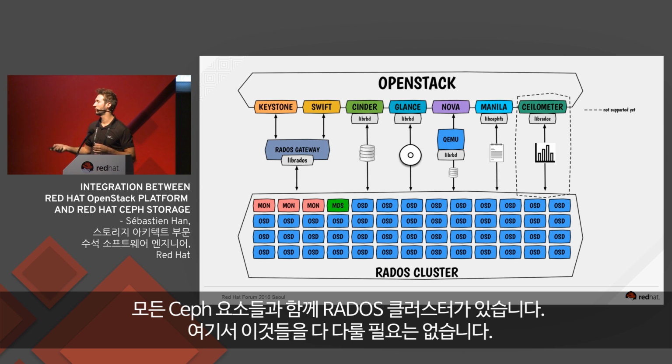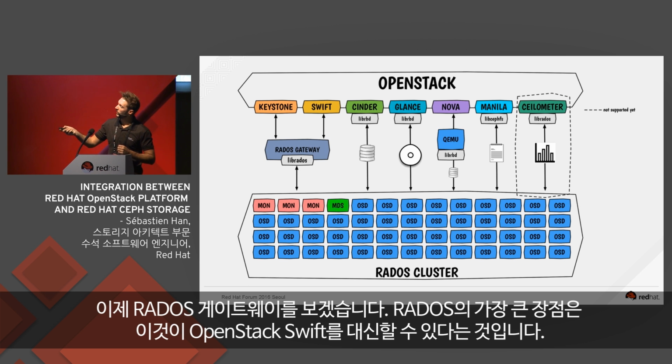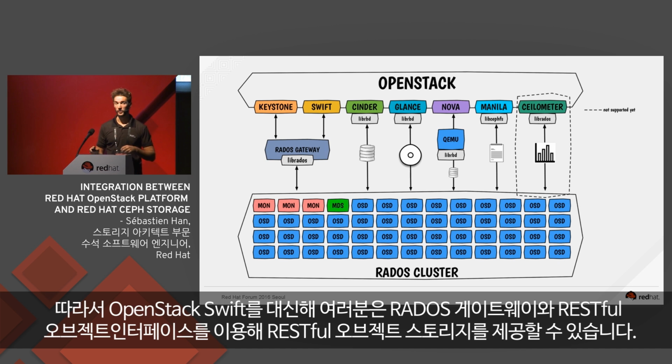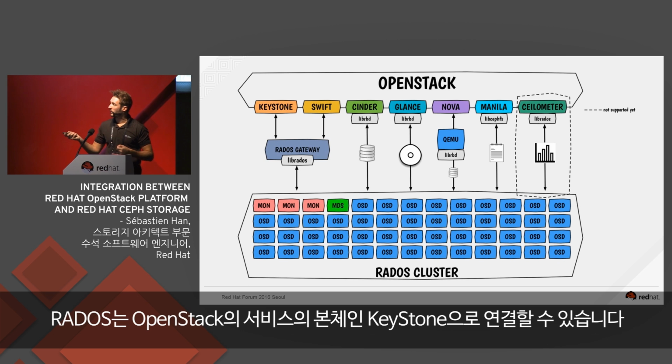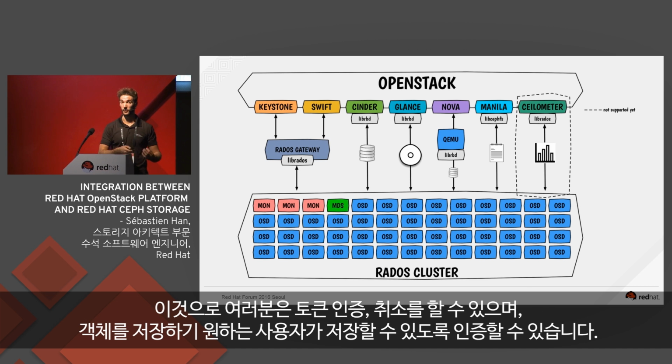So we have a Rados cluster with all of the Ceph components. We don't need to go through that. And we have Rados Gateway here. One of the main advantages is that Rados Gateway can act as a replacement for OpenStack Swift. So instead of using OpenStack Swift, you can use Rados Gateway, the RESTful object interface, to provide RESTful object storage. Rados Gateway has the ability to connect to Keystone, which is the identity service of OpenStack, so you can do token validation, token revocation, and verify that a user who wants to store an object is able to do so.